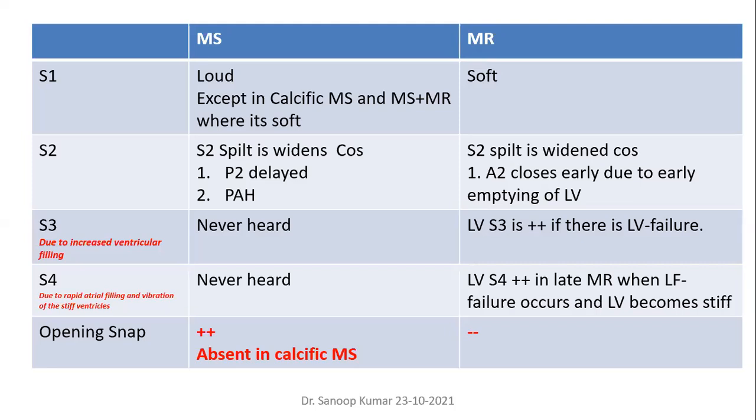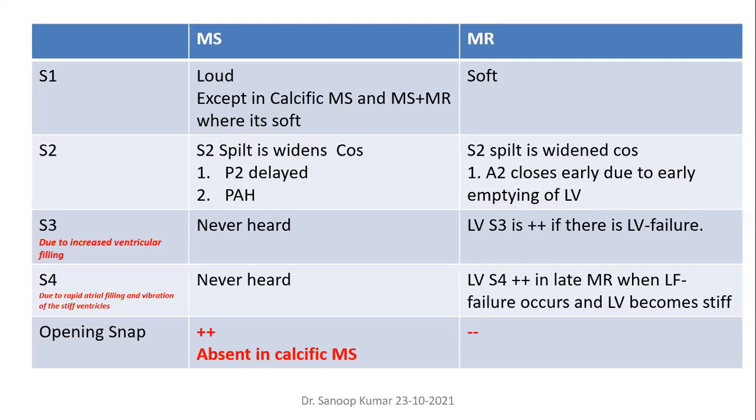So in mitral stenosis, what happens? Due to the stenosis, blood is not going to fill rapidly, or it's not going to rapidly contract your atrium and fill your left ventricles. So you will not hear an S4 in case of mitral stenosis. But in mitral regurgitation, S4 can be heard. And whenever left ventricular failure happens, S4, I told you, will surely be heard in late MR.